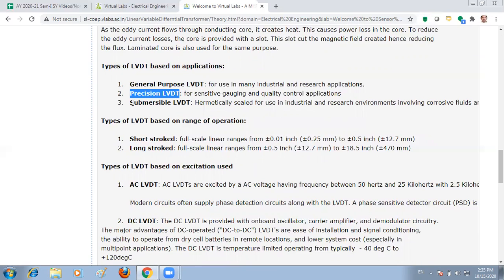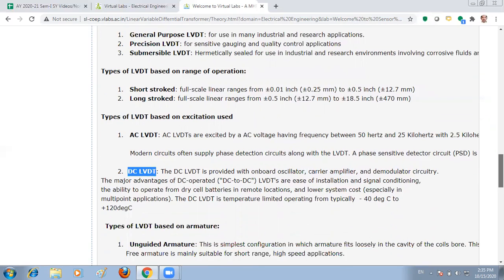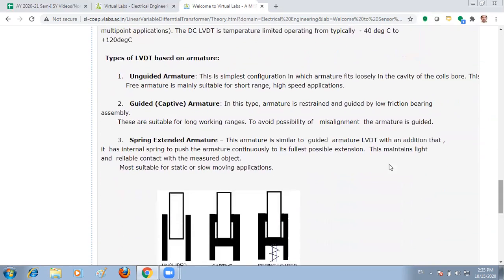precision LVDT, and submersible LVDT. Then the types of LVDT based on range of operation, that is short stroked and long stroked. Then the types based on excitation used, that is AC LVDT and DC LVDT. Then based on armature: unguided armature, guided armature and spring extended armature.